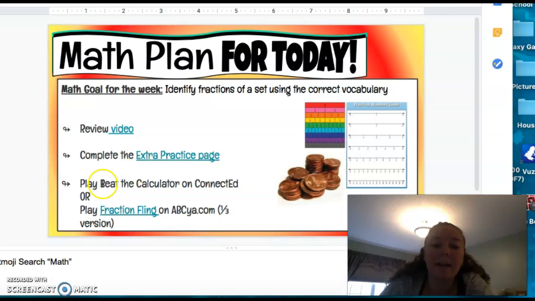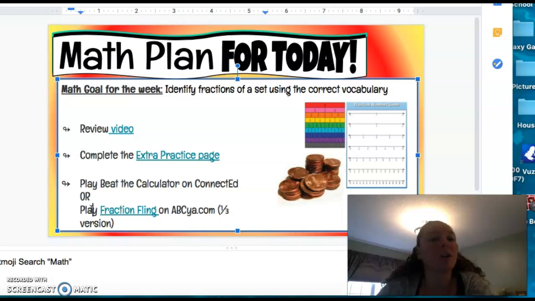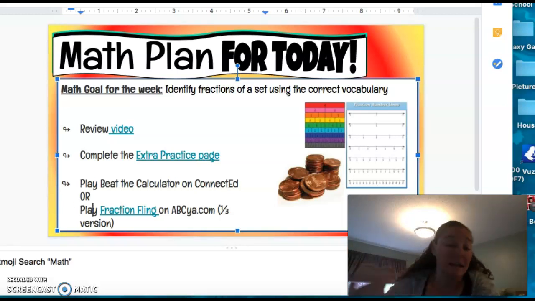Then I'd like you to play either Beat the Calculator on ConnectEd or Fraction Fling on abced.com. There are 2 versions. It's like 2 1/4 and a third. Please click the 1/3 one. That is going to be the one that you're capable of doing. After you've played a few rounds of that, if you want to challenge yourself, feel free to do the other one, but that's more mixed numbers and things that we haven't learned yet.